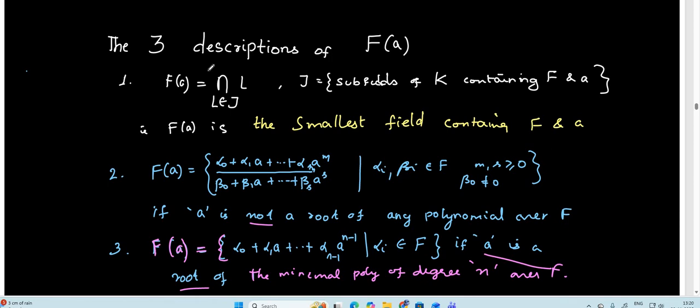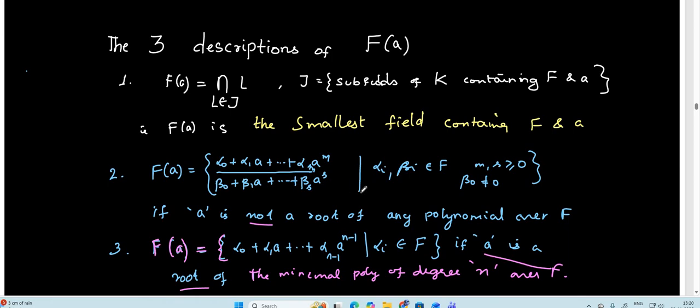In this video, we are going to have the three descriptions of F(a). First, F(a) we are going to have as the intersection of all subfields of K containing F and a. So that is one description, or in other words, it is the smallest field containing both F and a. So one description is F(a) is the smallest field containing both F and a.